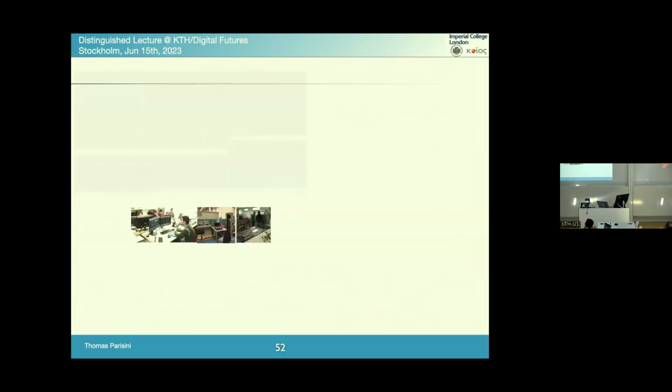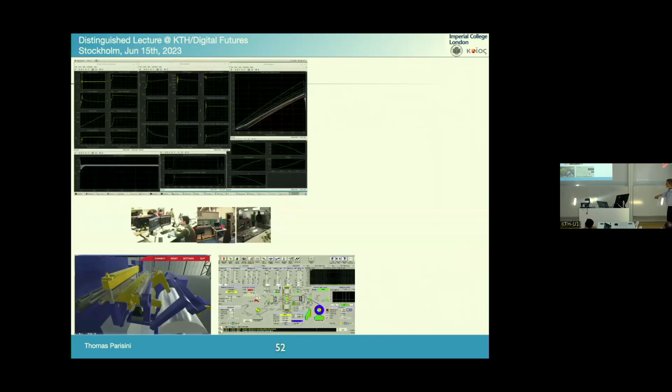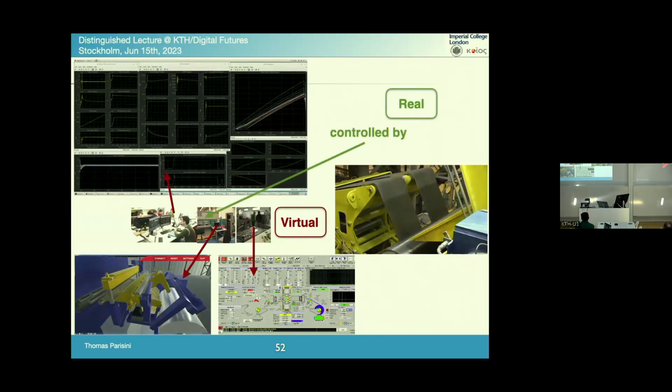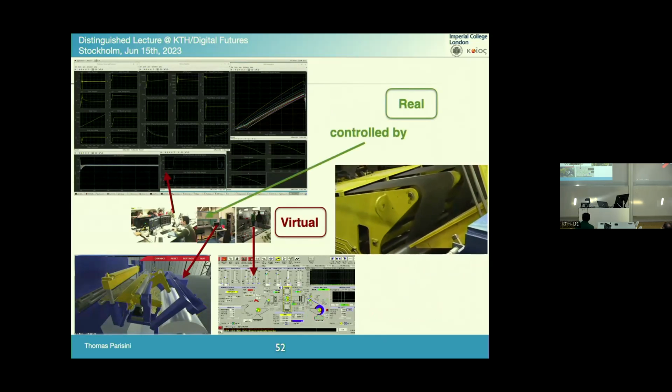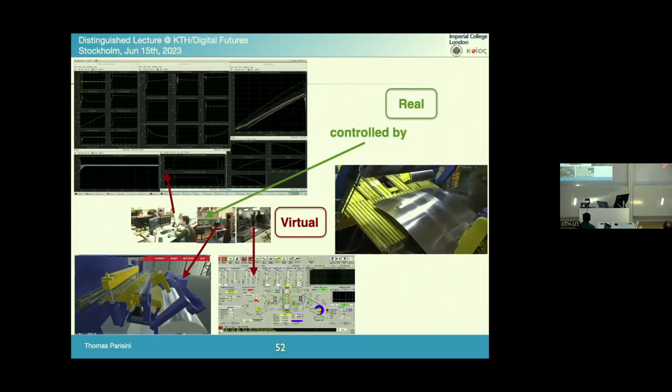Now, I hope the animation works. Let me show what we have here. This is an actual representation. Here is what you see of the internal variables that your digital twin is providing to you.